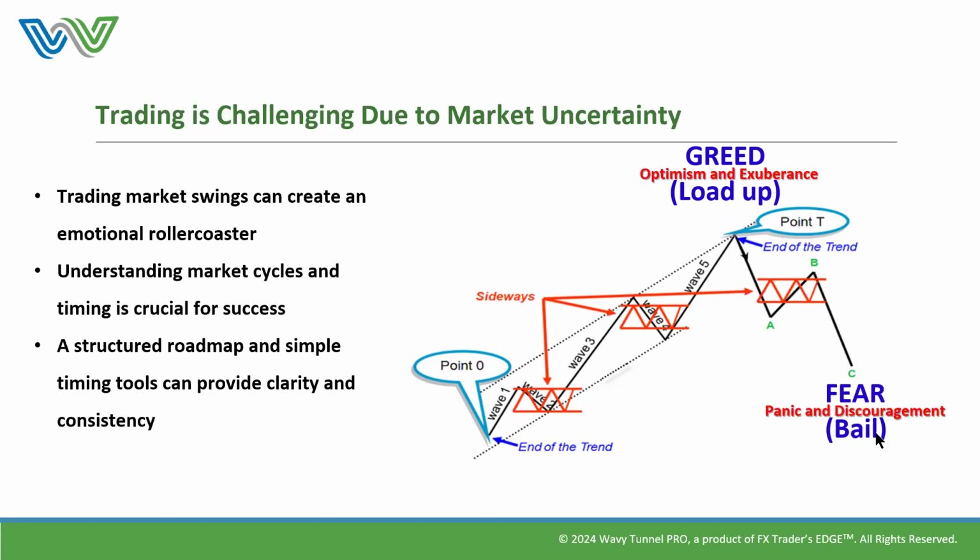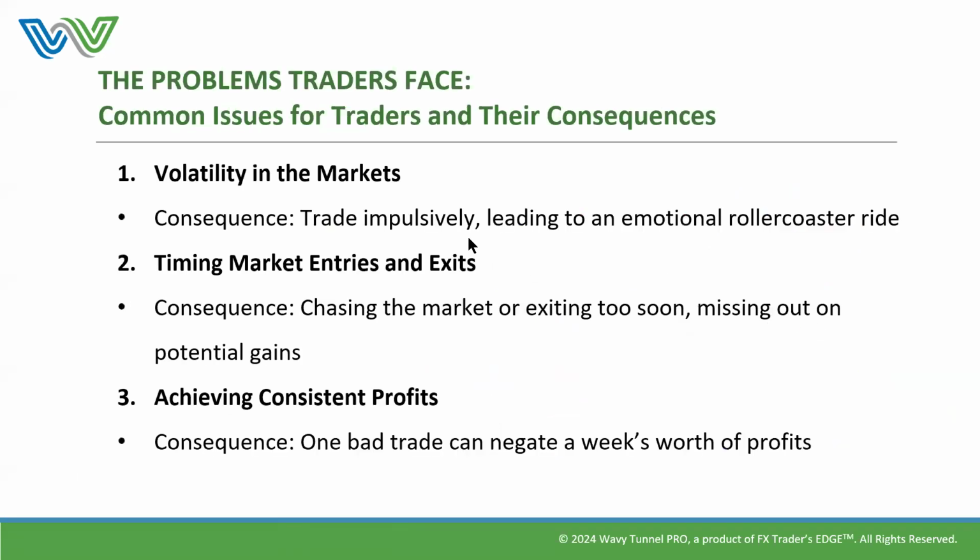And down here, we're not going to bail, we're going to lighten in. Okay? So a structured roadmap and simple timing tools can provide clarity and consistency once you get this Elliott wave roadmap in your mind. So, problems traders face, common issues and their consequences: volatility in the market, consequence, trade impulsively, lead to an emotional roller coaster ride. And believe me, I'm very familiar with roller coaster rides.